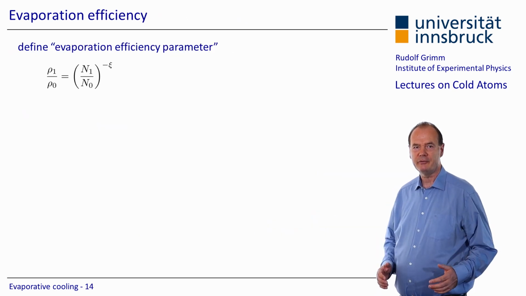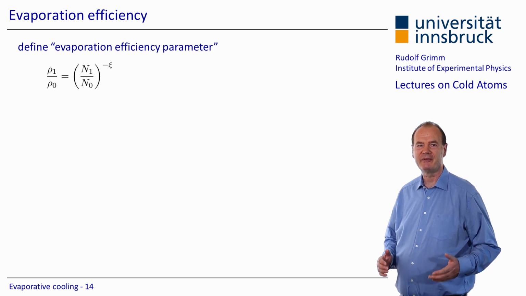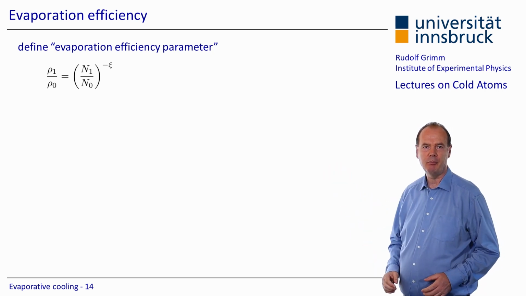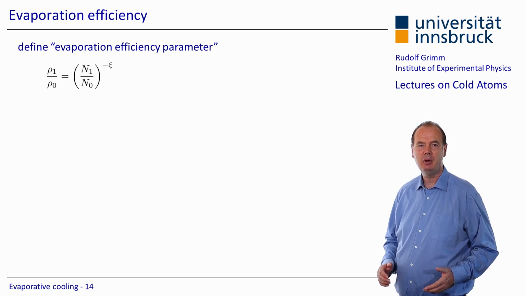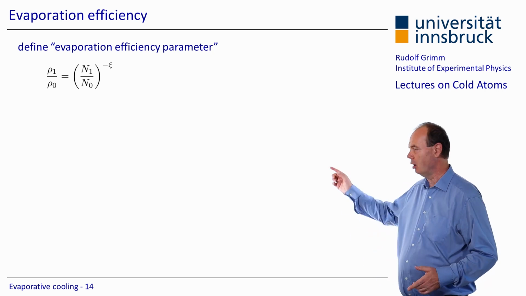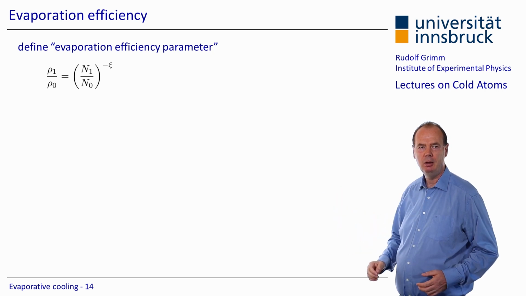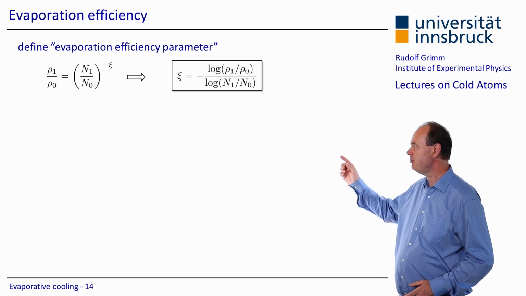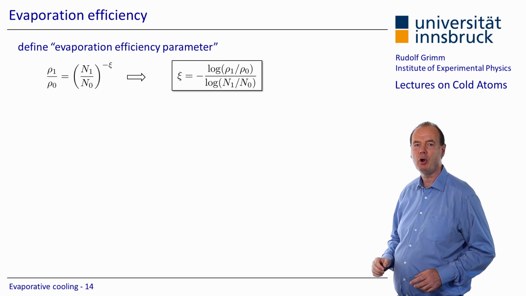To characterize the evaporation efficiency, we introduce a corresponding parameter xi as defined here. For a single evaporation step, we assume that the gain in phase space density is related to the decrease of the number by a power law, with the exponent being minus xi. This efficiency parameter is often expressed as the logarithmic gain in phase space density over the logarithmic decrease of the particle number.